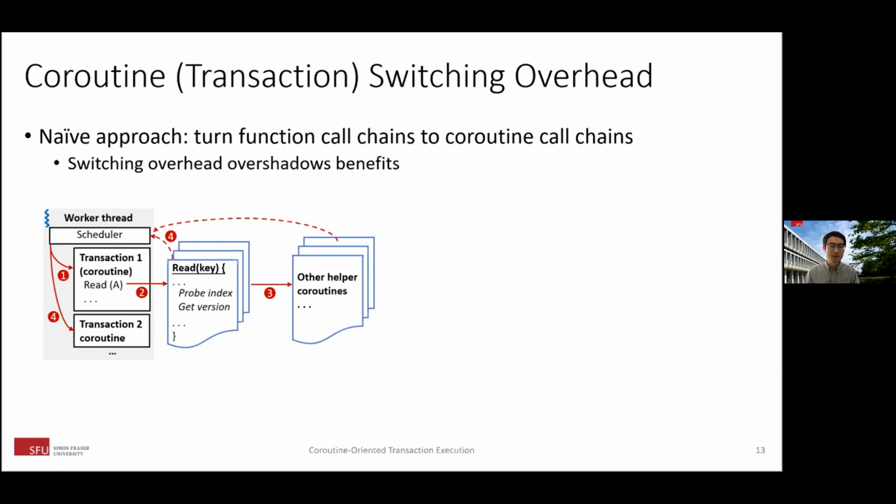This means if we were to implement coroutine-to-transaction naively, then we would just turn these long call chains of functions into long chains of coroutines. And also, we will need the ability to actually switch out of a transaction from any level, which will add tracking overhead, because later when we resume the coroutine, we have to go back to that particular level of the coroutine and then continue execution there.